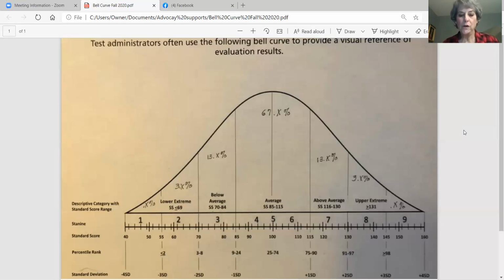So the visual curve is simply a visual component that demonstrates where a student performs on a scale in the various areas that are used to determine a student's eligibility for special education services. And it is a visual depiction of the natural phenomenon of percentages of performances on unbiased evaluations.